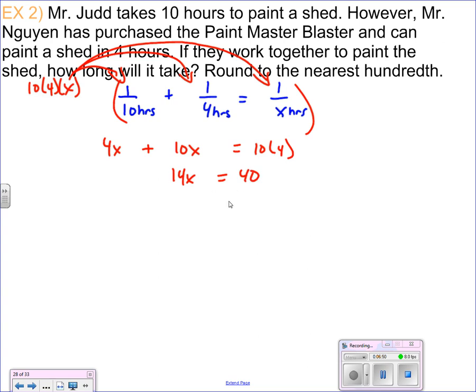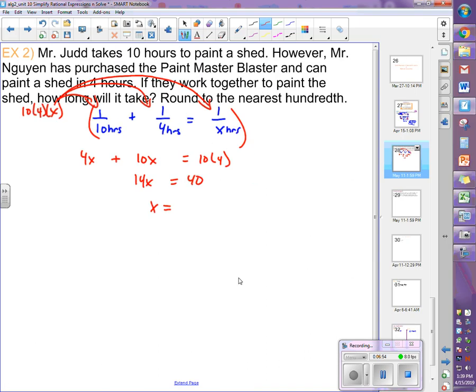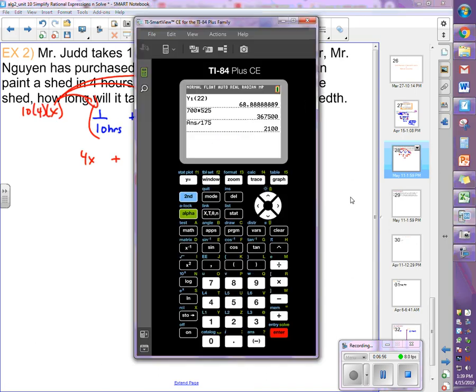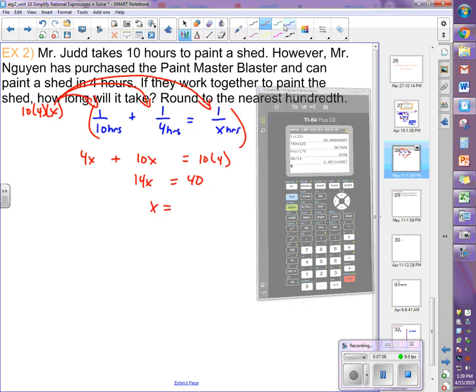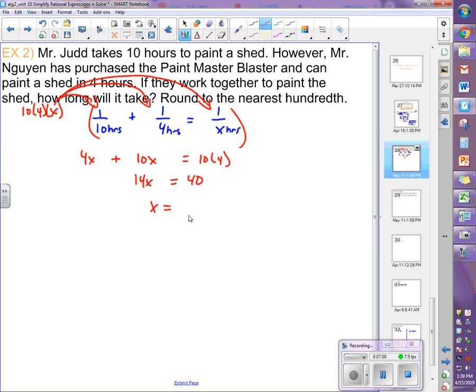Now divide both sides by 14. x is equal to, and we said round to the hundredths place, which is 2 decimal places. So it's about 2.86 hours. Please label with the appropriate units, since it's real world.